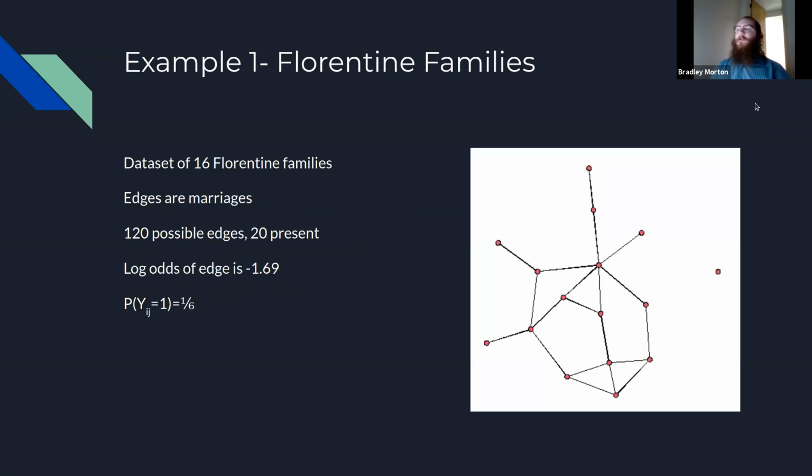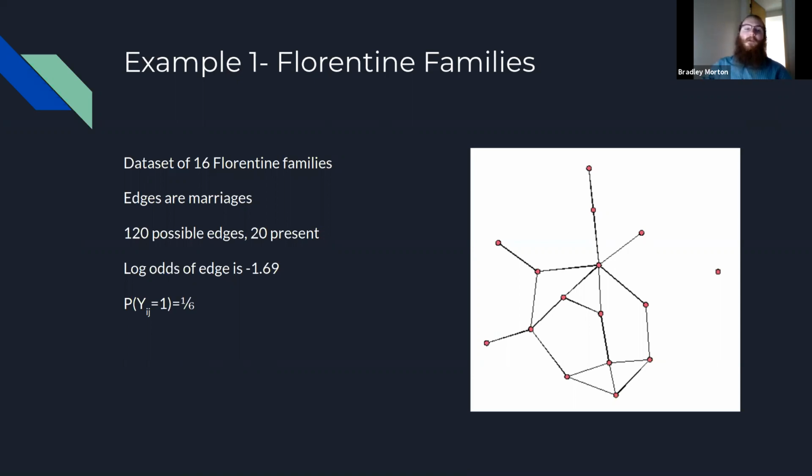Now we're going to get to the first work example I did, and this is a data set of 16 Florentine families from the Renaissance, and these are mercantile families. So here, each vertex is a family, and each edge is a marriage between families. There are 120 possible edges, of which 20 are present.